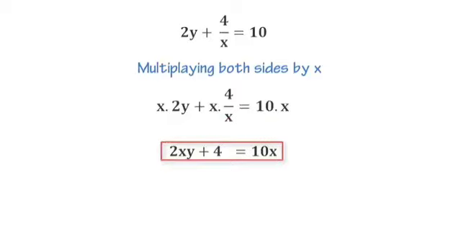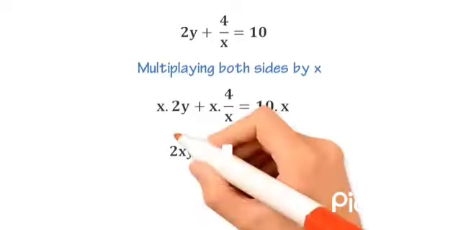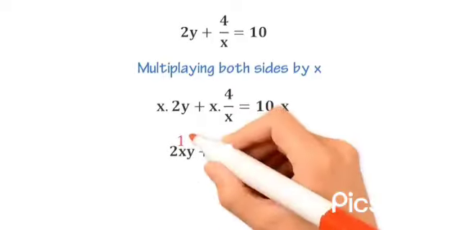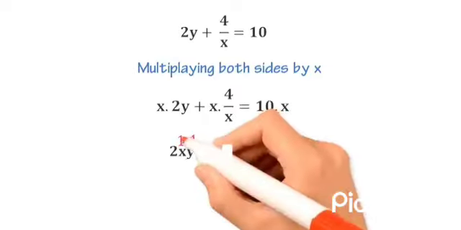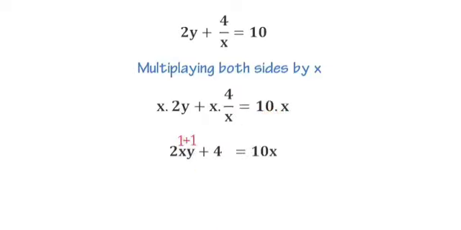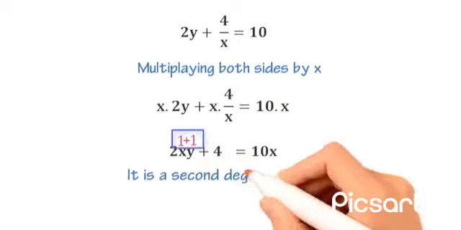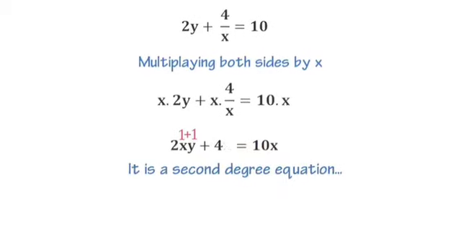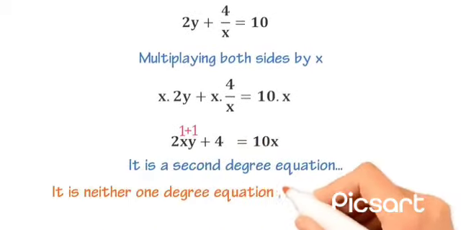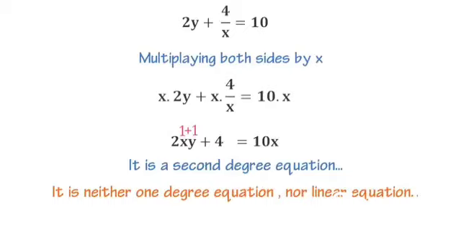Now there are three terms in this equation. The power of variables in first term 2xy is evaluated as follows. The power of x is 1 and the power of y is also 1. Thus 1 plus 1 is equal to 2. Hence the highest power of first term is 2. So it is a second degree equation. Therefore it is neither one degree equation nor linear equation.